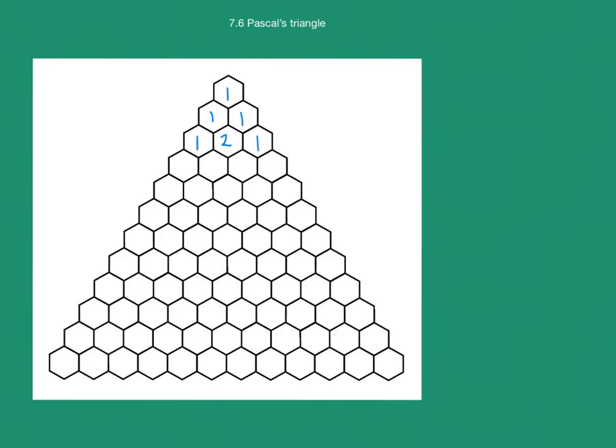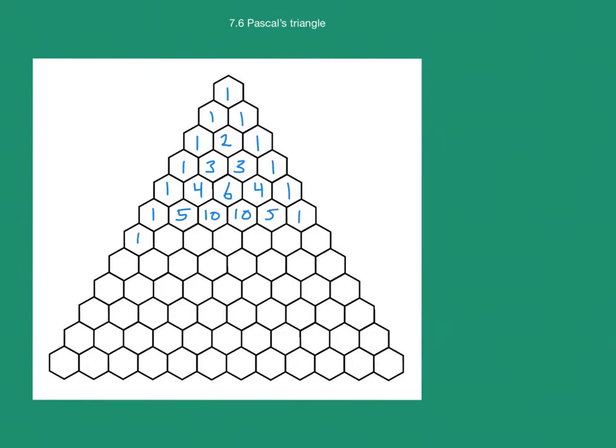And we can just continue down. This is going to be a 1. Here we have 1 and 2, that's 3. 2 and 1 is 3, and 1 is still 1. The next row, 1, and then 4, and then 3 plus 3 is 6. And then we have 3 plus 1, and then we have 1. Next row is going to be 1, and then 5, and then 10. 6 plus 4 is 10, 4 plus 1 is 5, and 1 is still 1.